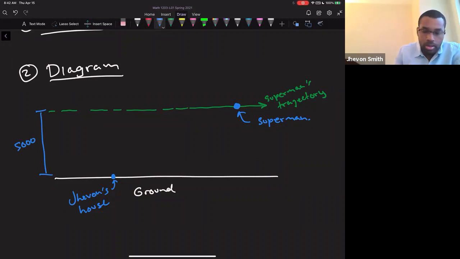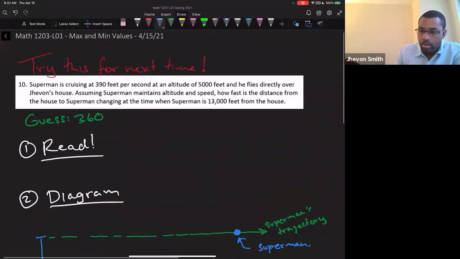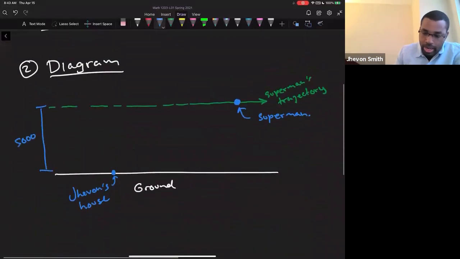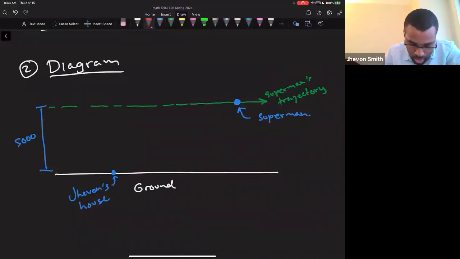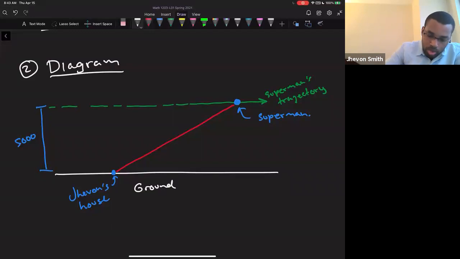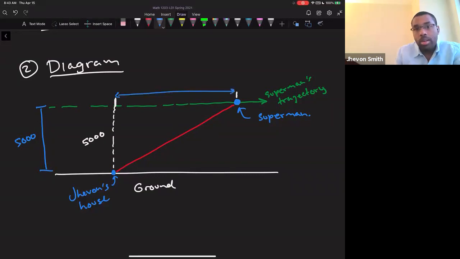Okay, we care about the distance between the house and Superman. And again, in math, distance, we're always talking about the straight line distance unless otherwise stated. So we care about this distance right here. And there was a point where Superman flew directly over the house. So at one point he was here, that was 5,000. So I can measure the distance between when Superman originally flew over the house to where he is now, at the point where he's 13,000 feet away from the house.